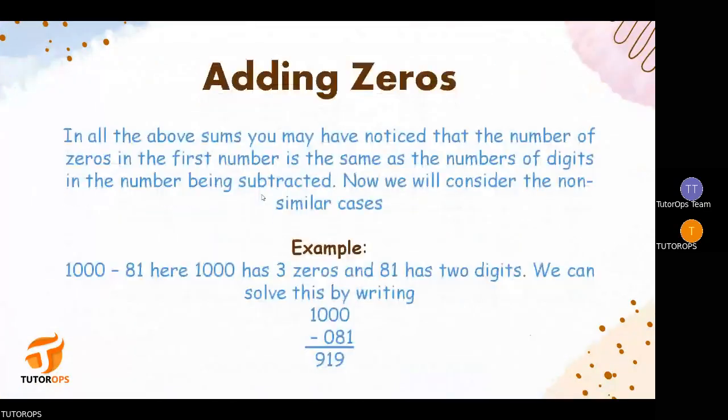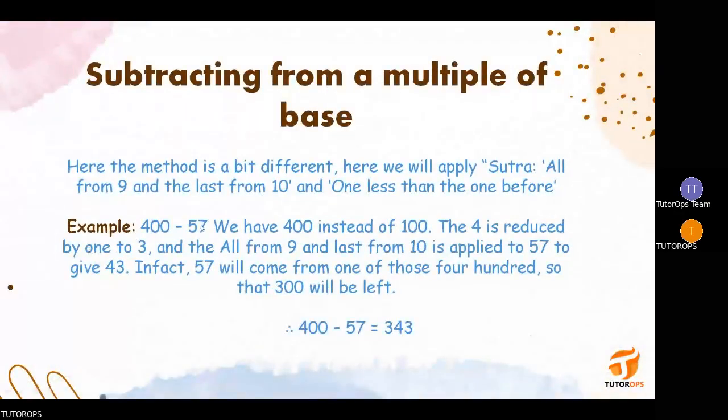Now, let me come to another method. This method is adding zeros. In all of the above sums, you may have noticed that the number of zeros in the first number is same as the number of digits in the number being subtracted. Okay. So let me go to the previous example. Okay. What was that? 400 minus 57.